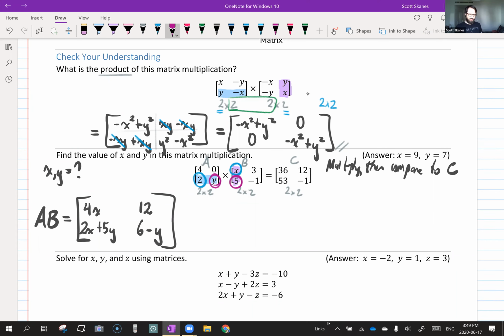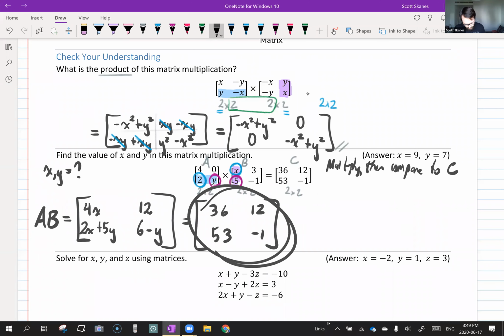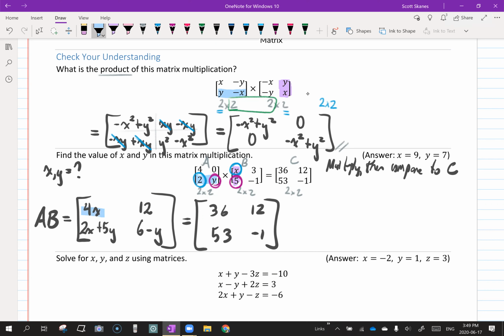So what I said to do is do this multiplication, and then we need to compare it to C. So let me show you what that means. AB is this answer. So I'm going to write out the answer. I'm just stealing that from above. A and B is this, and this is this. So let me show you what I mean. Compare your elements. X is 9. 4x, yeah, exactly. 4x is 36. So that's a really easy one to get. 4x must be 36 because those matrices are equal. That means x equals 9.